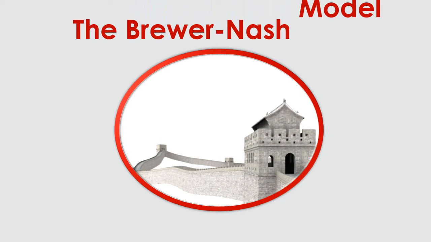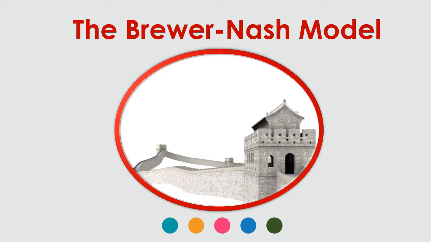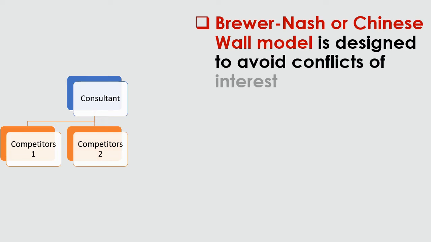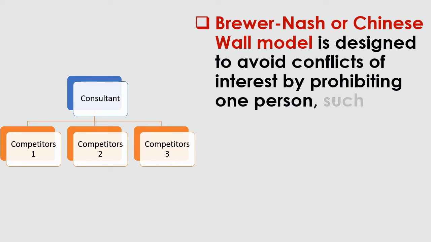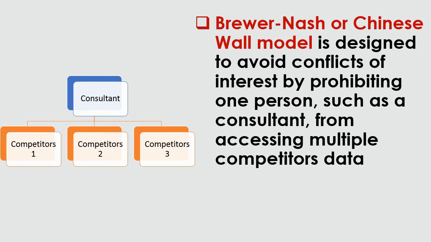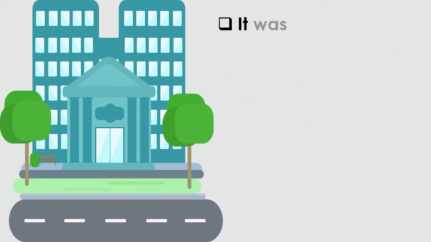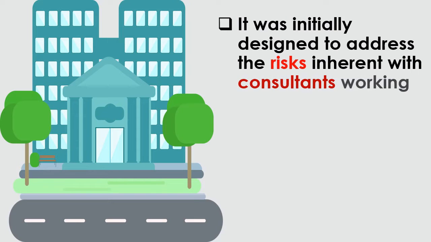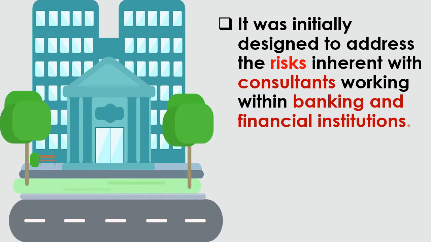The Brewer-Nash Model. Brewer-Nash or Chinese wall model is designed to avoid conflicts of interest by prohibiting one person, such as a consultant, from accessing multiple competitors' data. It was initially designed to address the risks inherent with consultants working within banking and financial institutions.